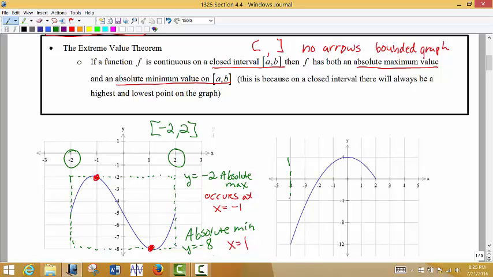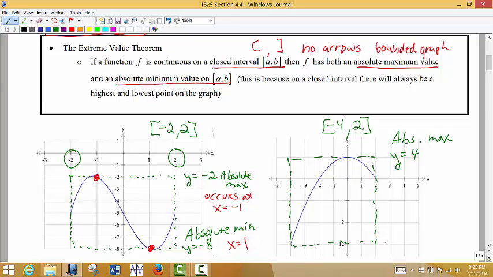Well, when we look at this one, we put this graph in a box, and we can do that because there are no arrows. So we have a bounded region, or a closed interval, and that closed interval goes from x equals -4 all the way to x equals 2. Okay, what is the absolute max? Well, it looks like the absolute maximum value is 4. So that's the highest point on the entire graph.